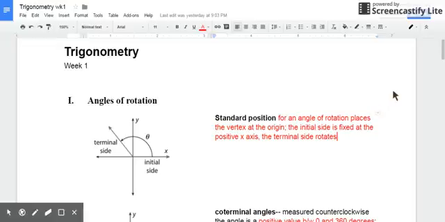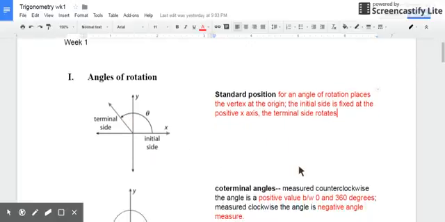Okay, for angles of rotation, standard position means that you have this initial side with the vertex here at the origin, and the initial side is your fixed side here on the positive x-axis, and then you have this terminal side, which is what has rotated, and that gives you your angle measure.